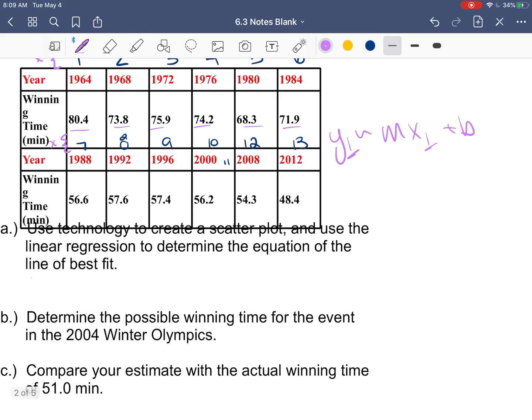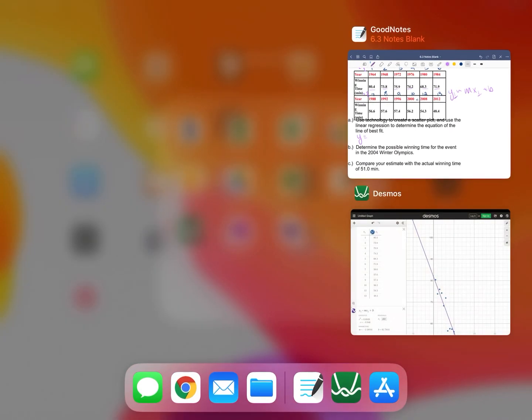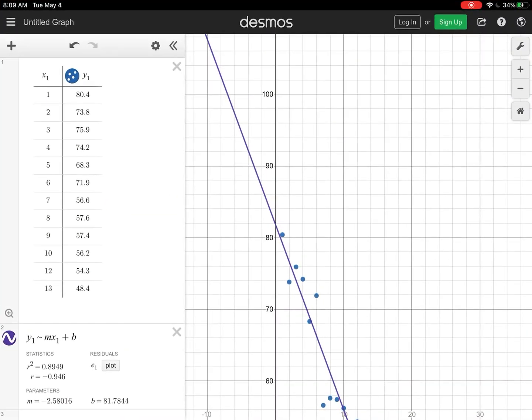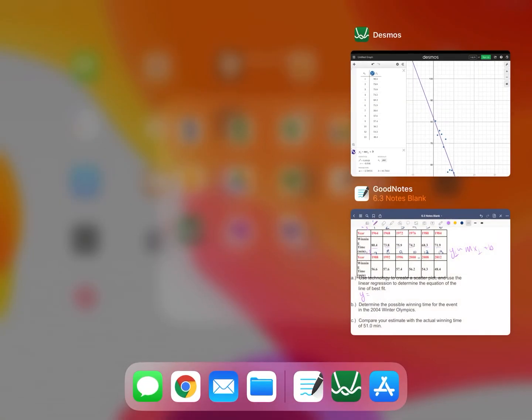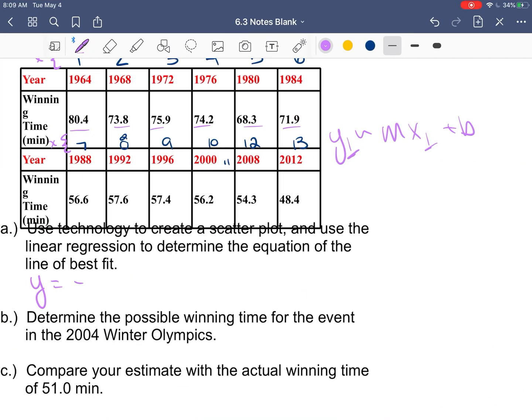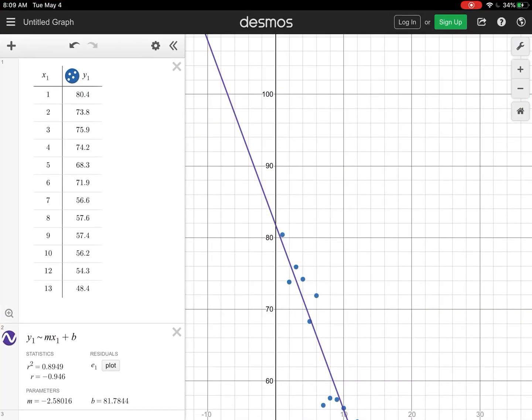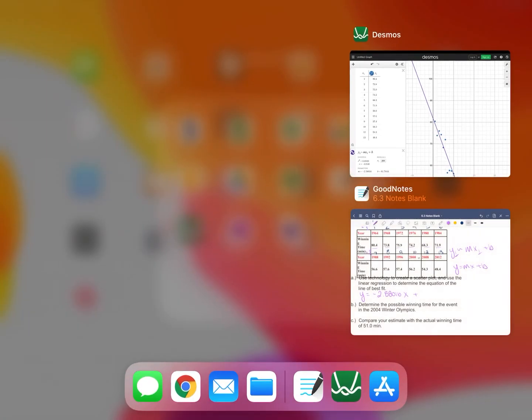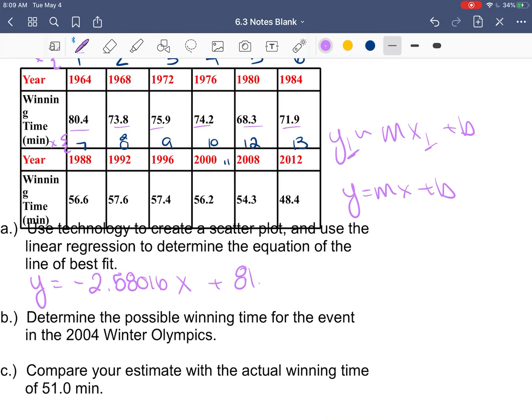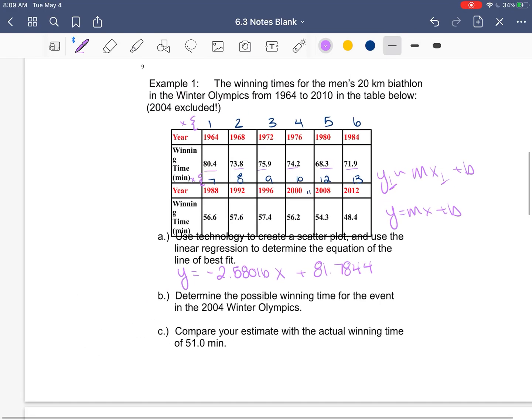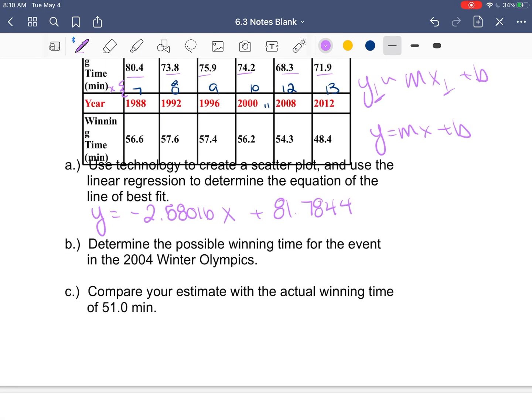So we're going to have an equation y equals the m that our Desmos gave us, which was negative 2.58016 x, because we're doing it in y = mx + b form, plus the b that Desmos gave us, which was 81.7844. So that is the line of best fit, or our linear regression equation.